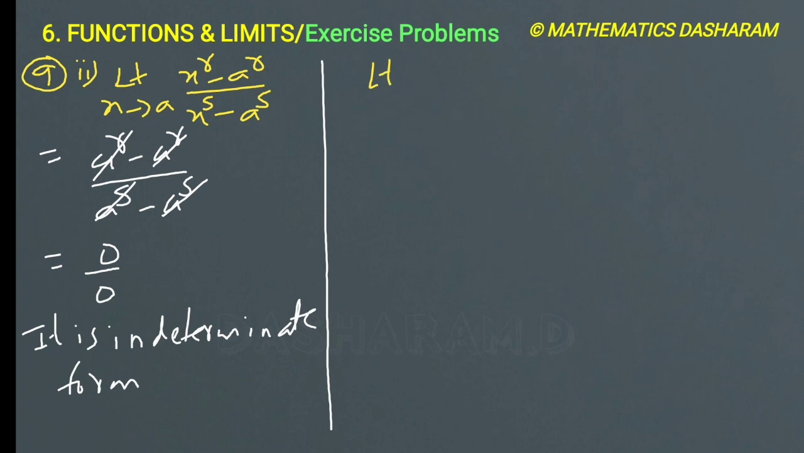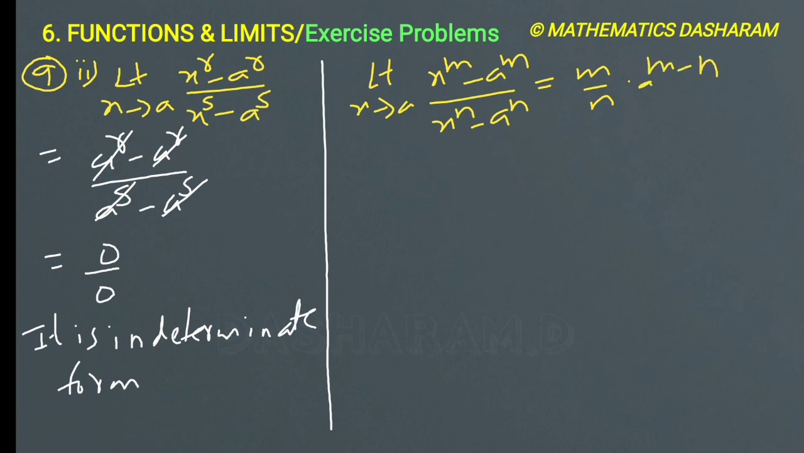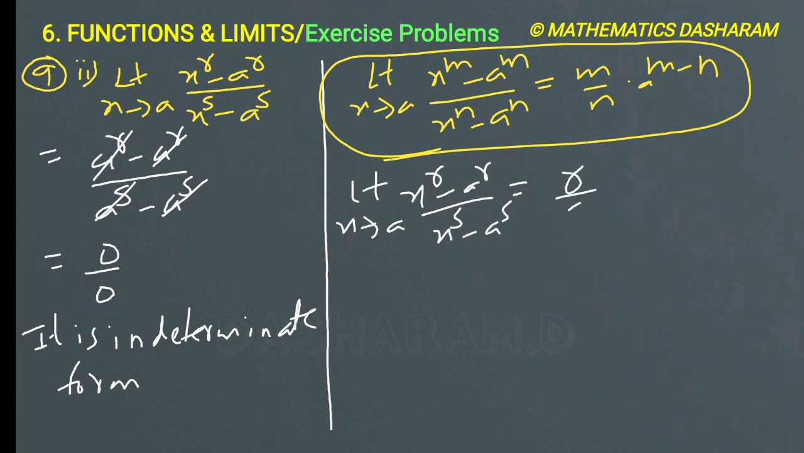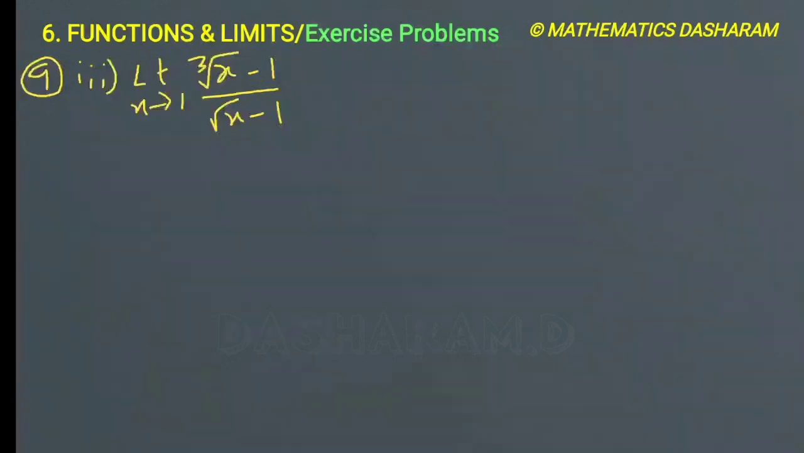So the formula is limit x tends to a, x to the power of m minus a to the power of m divided by x to the power of n minus a to the power of n equals m by n into a to the power of m minus n. So then here m value r, n value s, into a value a itself. So r by s into a to the power of r minus s. So no more simplification because all are variables.